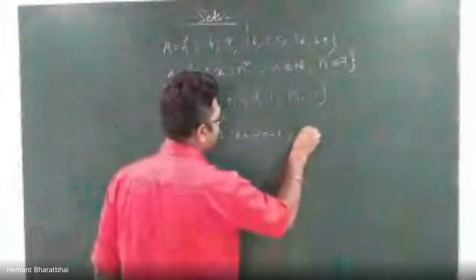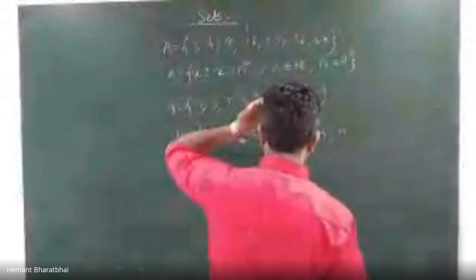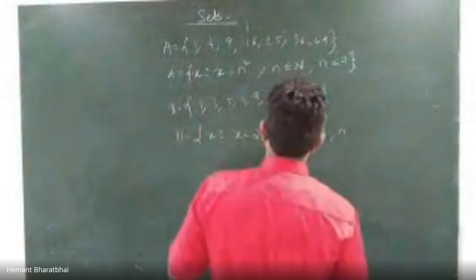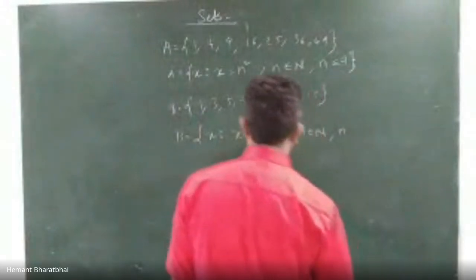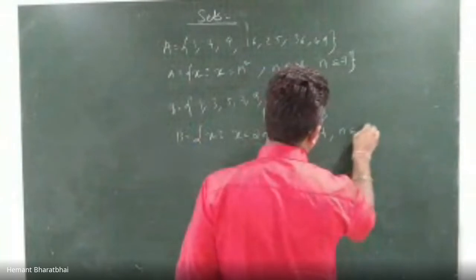So you can write x is equal to 2n minus 1, where n belongs to natural numbers, and n is less than or equal to 8.